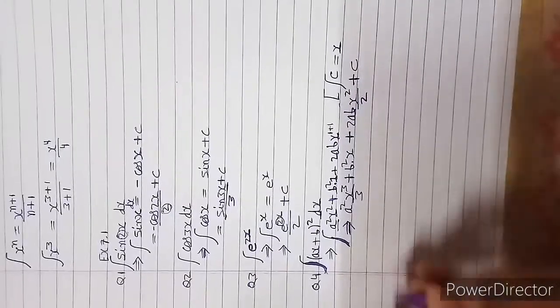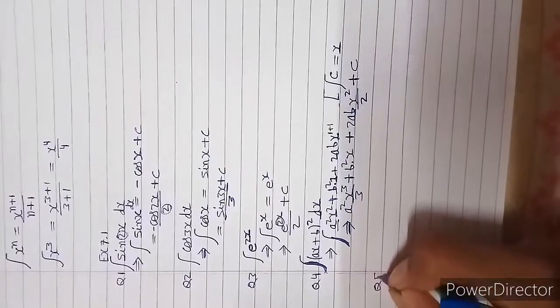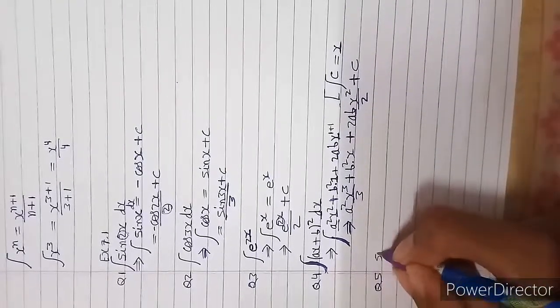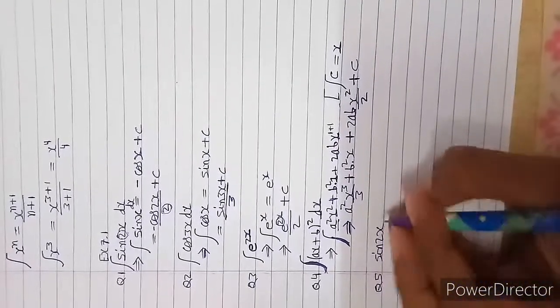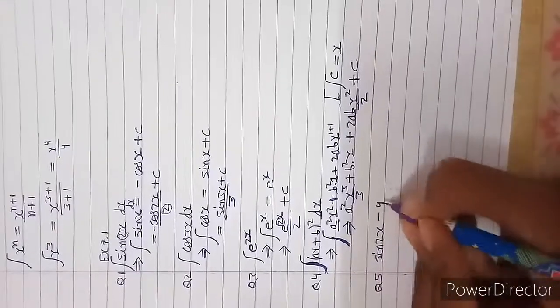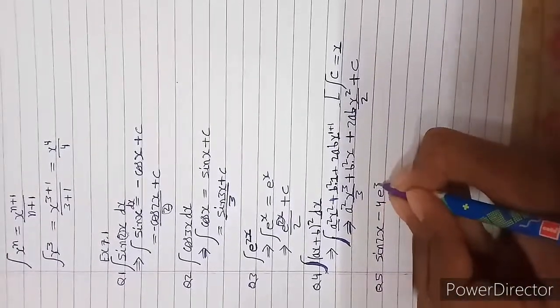Now moving to our question number 5, which is sin 2x minus 4 e power 3x.